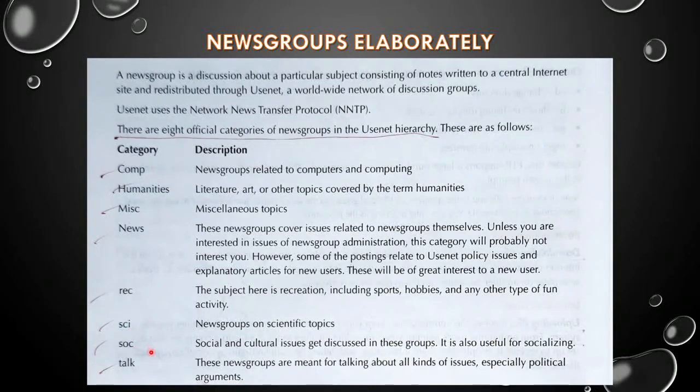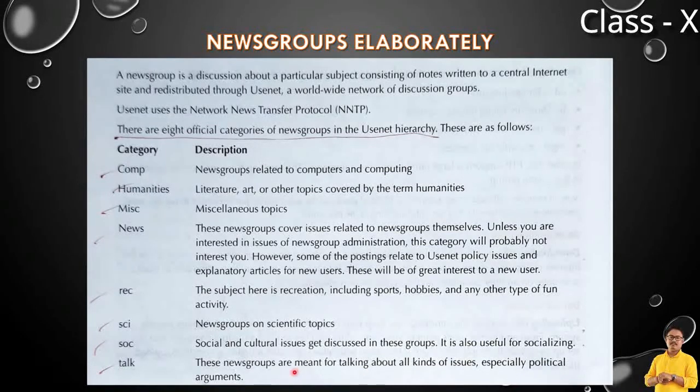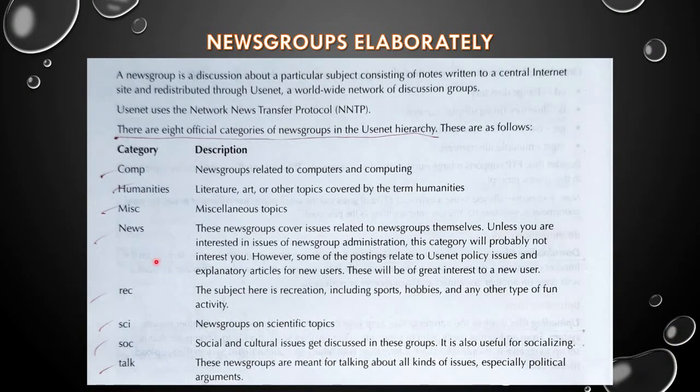The SOC means social and cultural issues get discussed in these groups. It is also useful for socializing. So for social and cultural issues, this category is used. And last is talk. These news groups are meant for talking about all kinds of issues, especially political arguments. When you see talk, many times you can see live talk in the news, especially political arguments, and you can watch it on the news. Okay, so these are the categories of news groups which we have seen elaborately. After this, let us see the next step.